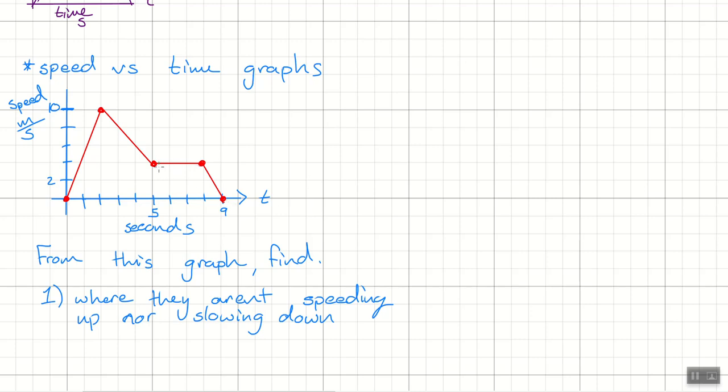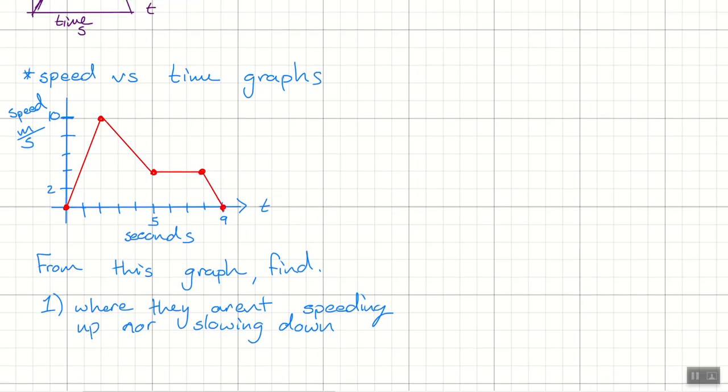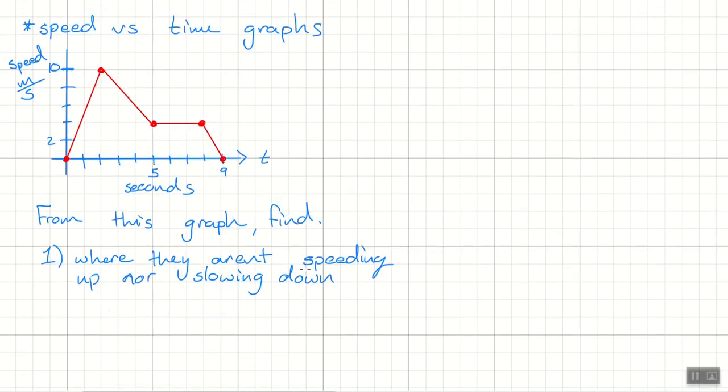This line is constant here, right? And the height that I'm at is my what? My speed. My speed isn't changing at all. My slope of this is 0. I can tell that there. So from t equals what to what? 5 to 8. t equals 5 seconds to t equals 8 seconds. Okay, easily identifiable on the graph.